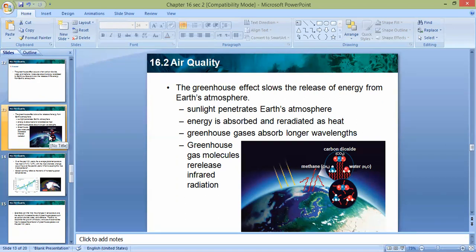This is normal. Now, the fires, yes miss? Yes. Can you repeat the greenhouse effect? No, I haven't talked about the greenhouse effect yet.